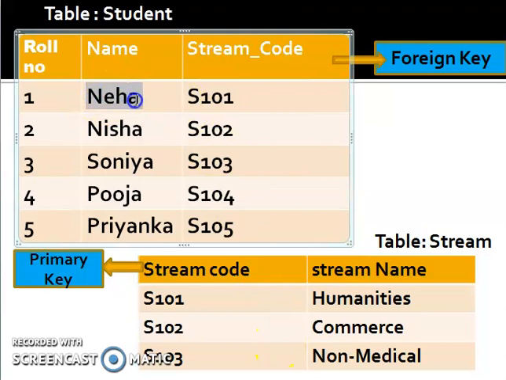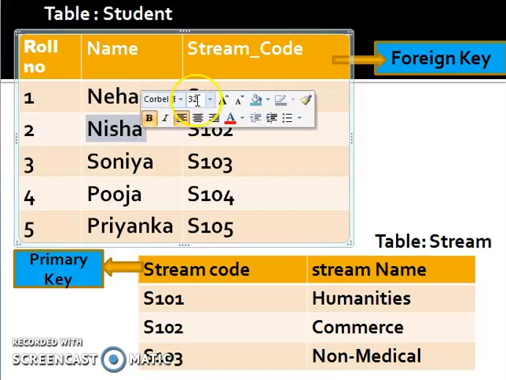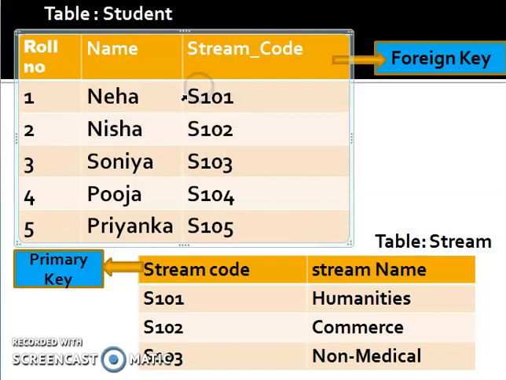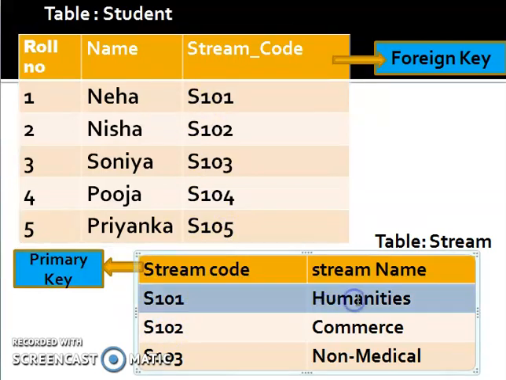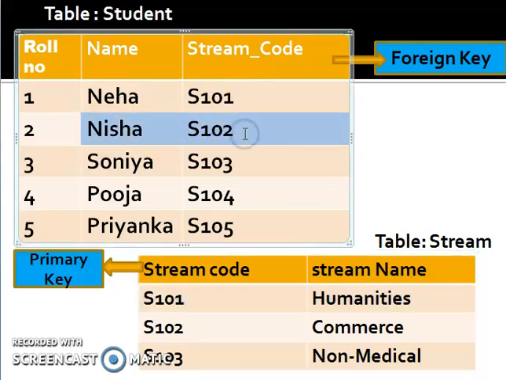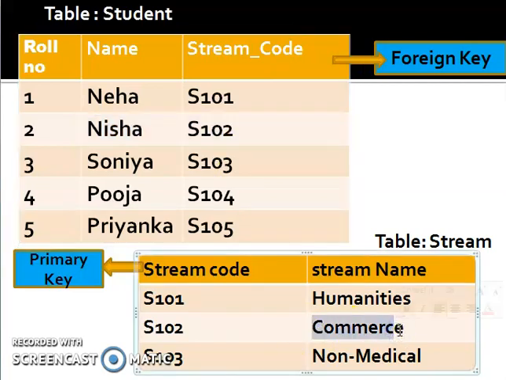So Neha is studying in the stream S101. From this table we can collect the details: what is S101? It is humanities. So we can easily identify it from the parent table. We are getting only the primary key of the parent table in the current table, and that derived column is called a foreign key. Like Nisha, she has S102, which is commerce, so she is studying in the commerce group.